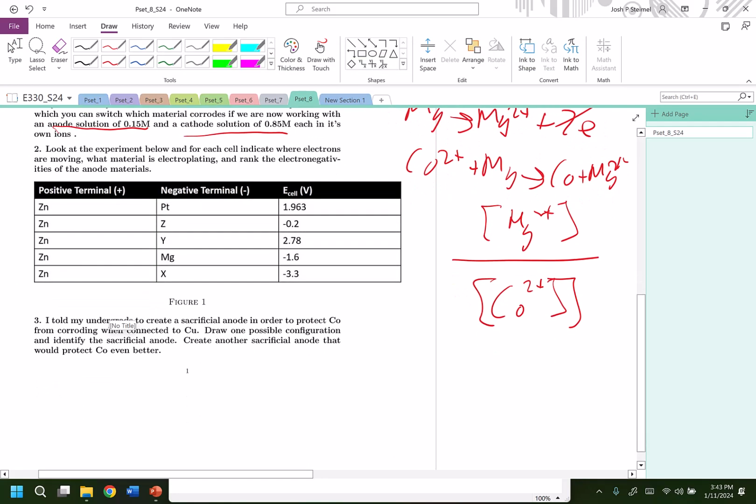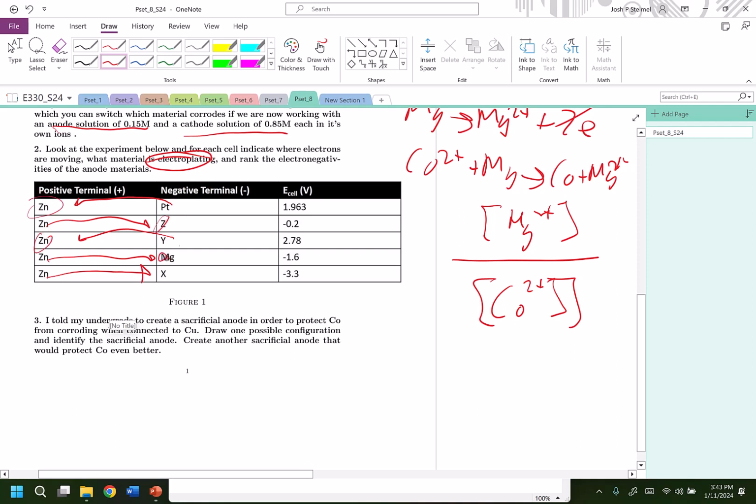Look at the experiment below. For each cell, indicate where electrons are moving, what material is electroplating. So the material that's electroplating is the one that's not corroding. Looking at this, again, if it's a positive voltage, electrons are flowing from here to here. If not, they're flowing from here to here. So the material that is gaining electrons, that's electroplating.